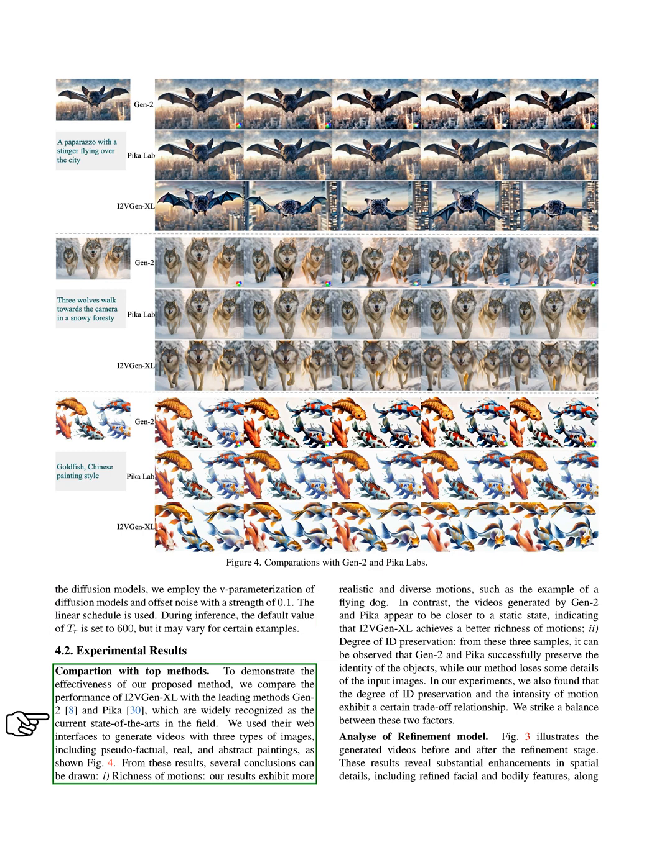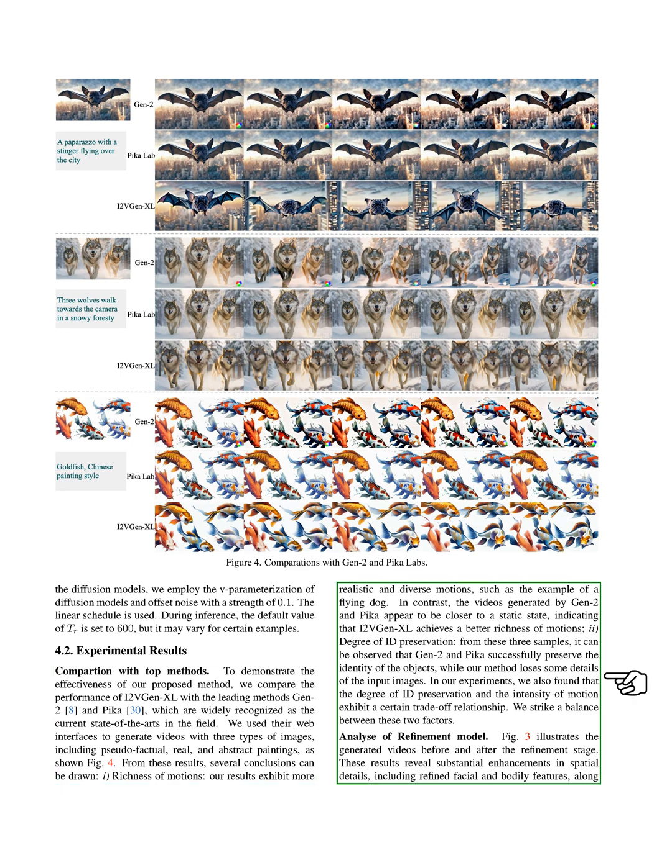To demonstrate the effectiveness of our proposed method, we compare the performance of I2VGen-XL with the leading methods Gen 2 and Pika. Our results show more realistic and diverse motions, such as the example of a flying dog. In contrast, the videos generated by Gen 2 and Pika appear to be closer to a static state, indicating that I2VGen-XL achieves a better richness of motions. However, our method loses some details of the input images. In our experiments, we also found that the degree of ID preservation and the intensity of motion exhibit a certain trade-off relationship. We strike a balance between these two factors.